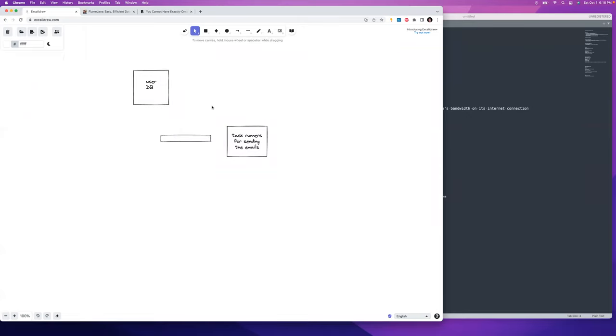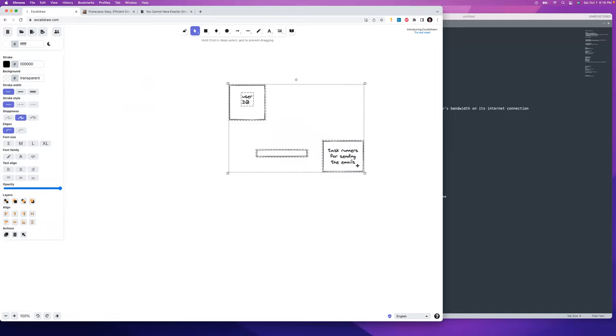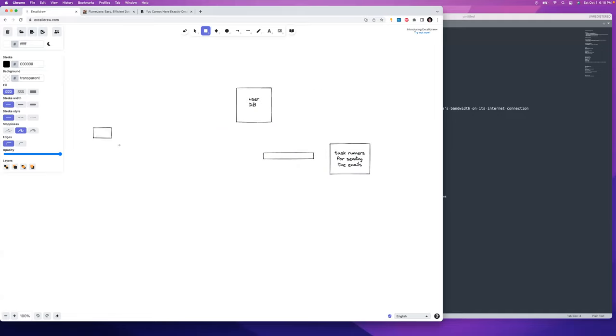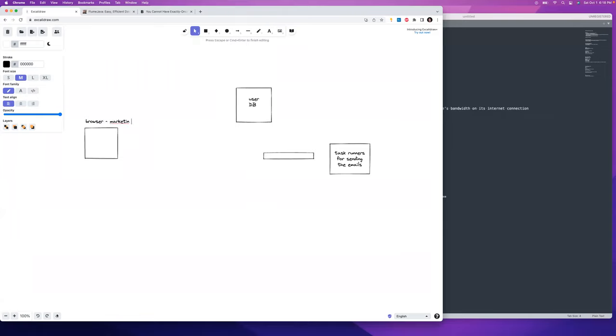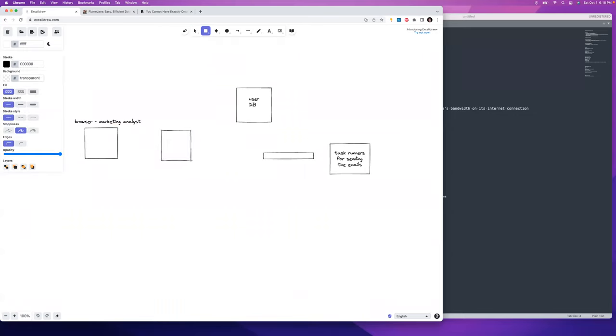Let's maybe start with the browser. We're going to have some kind of marketing person, some marketing analyst's browser. And they're going to make a call to some kind of backend. It'll be the batch emailing service. It will not actually handle the batch email sending. This is just where you kick off a request for doing a huge batch email.